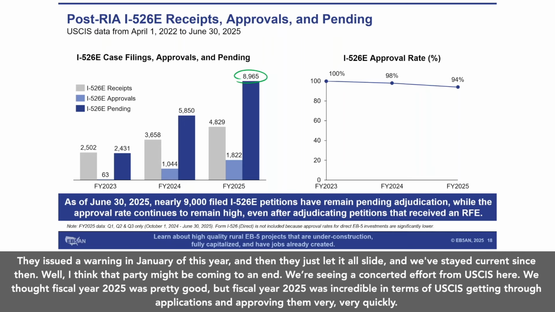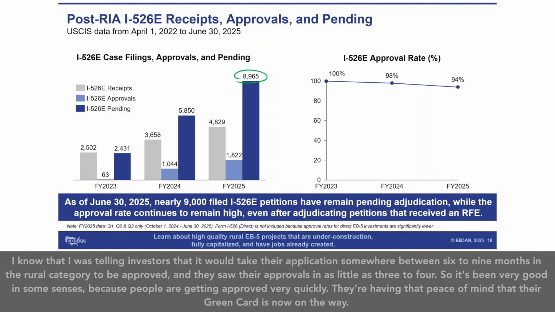I mean, we were seeing a concerted effort from USCIS here. We thought fiscal year 2024 was pretty good, but fiscal year 2025 was incredible in terms of USCIS getting through applications and approving them very, very quickly. I was telling investors that it would take their application somewhere between 6 to 9 months in the rural category to be approved, and they saw their approvals in as little as 3 to 4. So it's been very good in some senses because people are getting approved very quickly. They're having that peace of mind that their green card is now on the way.